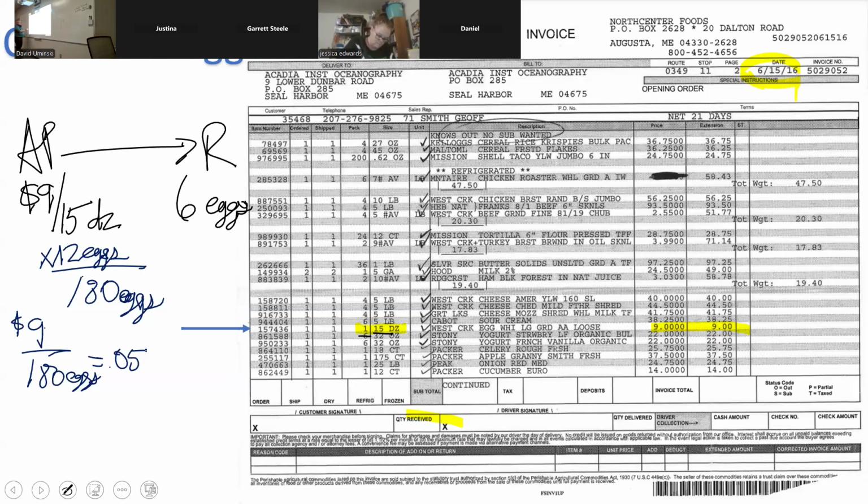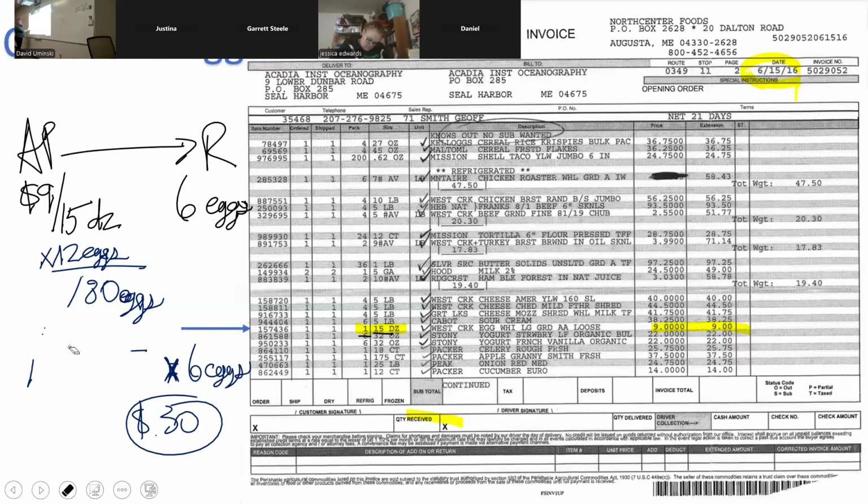We all agree? Cool. And we multiply that by the 6 eggs needed. And our total cost is 30 cents. 30 cents for those 6 eggs. Okay. You guys want to see another way we could do that? Let's see if the math works out. Let's try it. I'm gonna keep that 30 up there for a second.